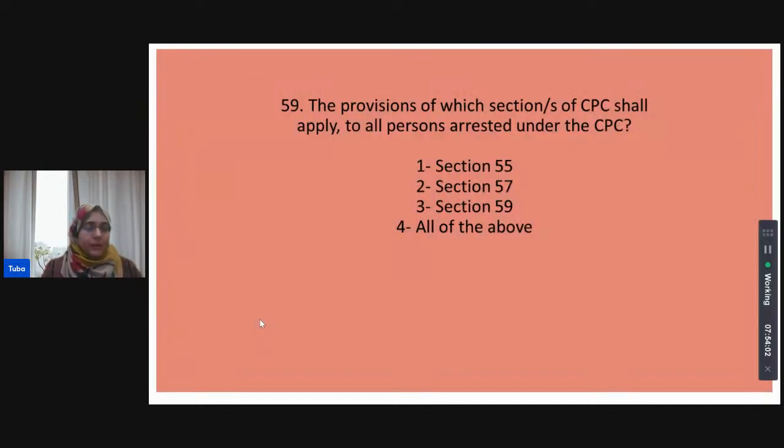All right, so we have 59. After the 60th question, we'll take a brief break, just a few minutes to refresh our minds a bit, take a sip of water, and come back refreshed for the remainder of 40 questions. So, this is question 59. The provisions of which sections of CPC shall apply to all persons arrested under CPC? Is it Section 55, Section 57, Section 59, or all of the above? Which section applies to all the persons arrested under CPC?